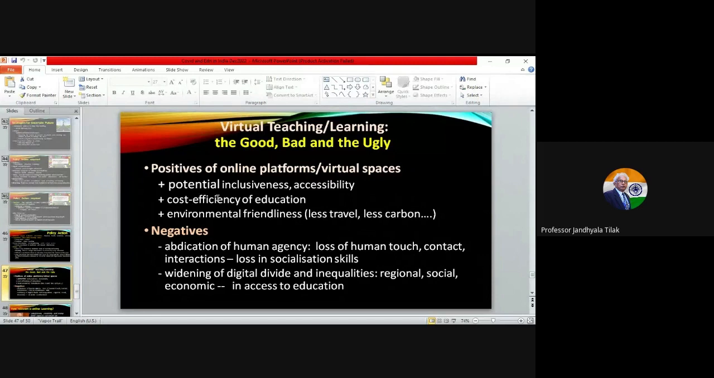The human agency gets deactivated, particularly the teacher, who is the most important person in educational activity, is being almost replaced by a mechanical teacher or a machine teacher, a robot. So the loss of human touch, the contact and interactions will seriously affect not only the socialization skills, but the skills with respect to education and the personality development of the young children.